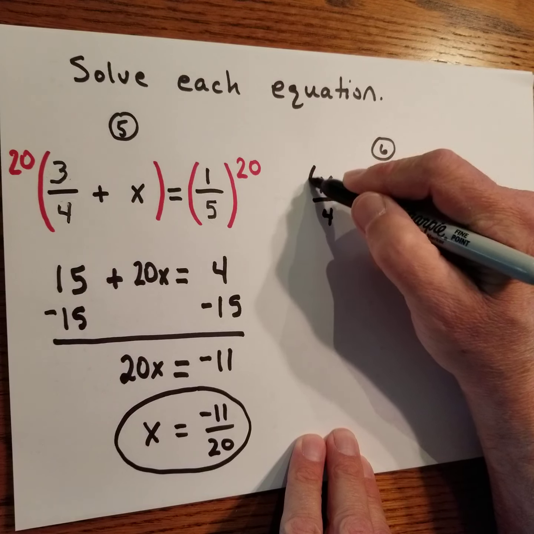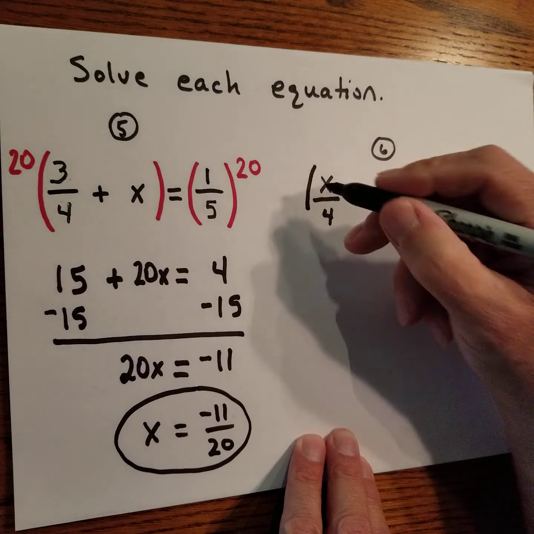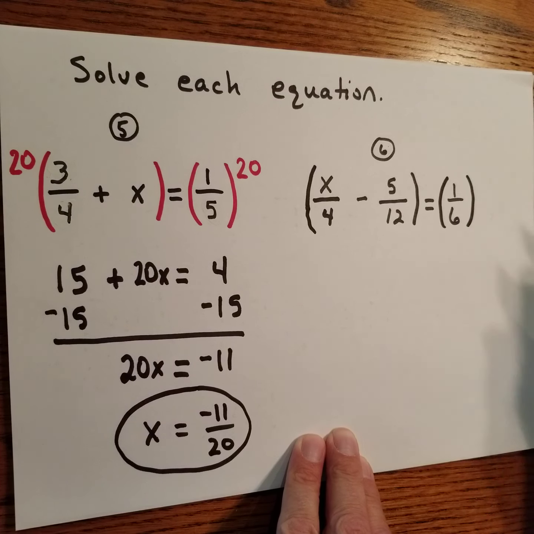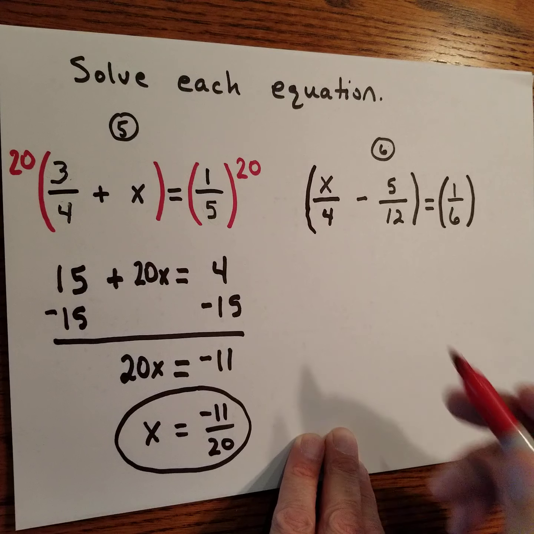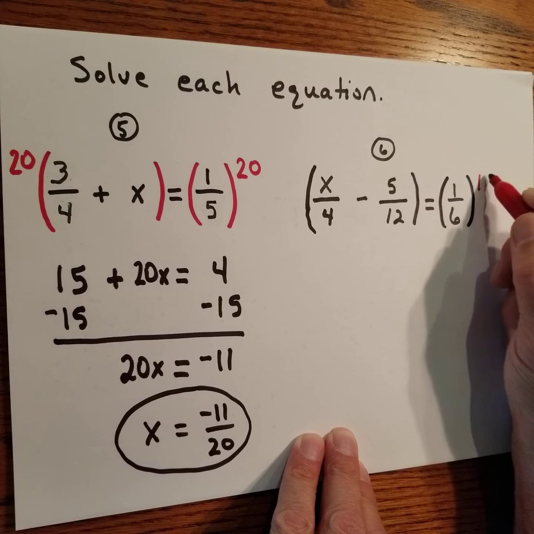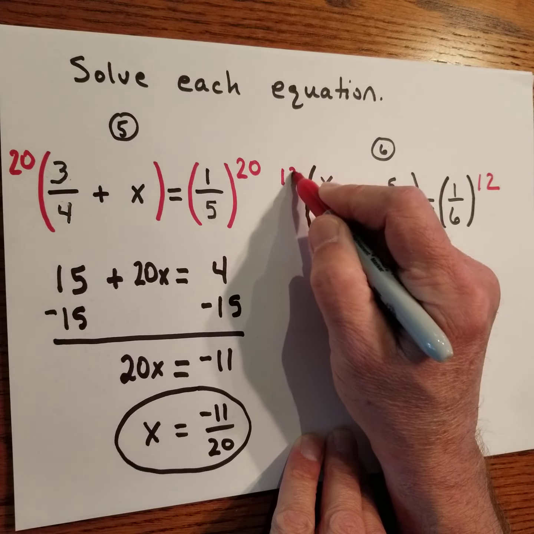Let's do the same thing on number 6. We'll multiply both sides by a common denominator of all fractions. Common denominator for 4, 12, and 6, those all divide into 12.